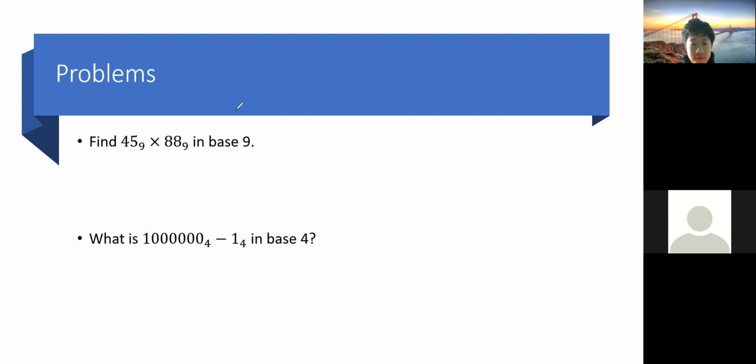So first one, 45 base 9 times 88 base 9. I'll do the multiplication in base 9. What I usually like to do, it doesn't really matter, you can write the 45 above the 88, but for me, I just like to write it like this. It doesn't matter which way you write it. I'm going to multiply these, 88 times 45. I actually get more space here.